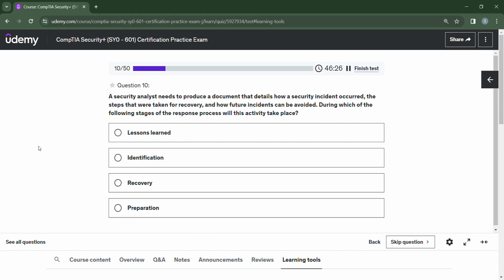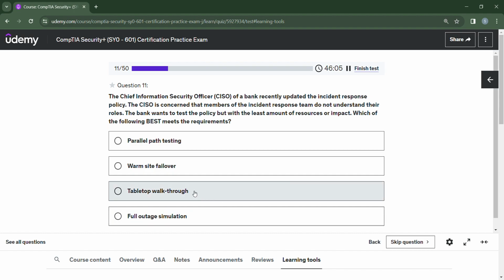So yeah, if I'm going too quick, you guys can just pause the video if you want your own chance to answer the question. A security analyst needs to produce a document that details how a security incident occurred, the steps that were taken for recovery, and how future incidents can be avoided. Which of the following stages of response process? Lessons learned.